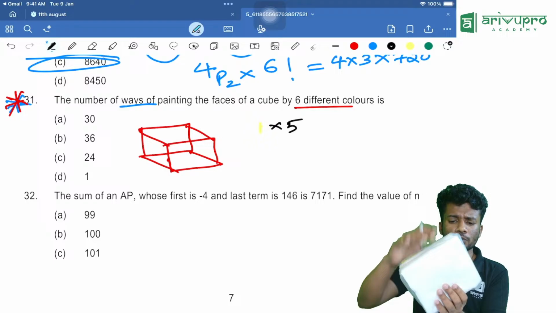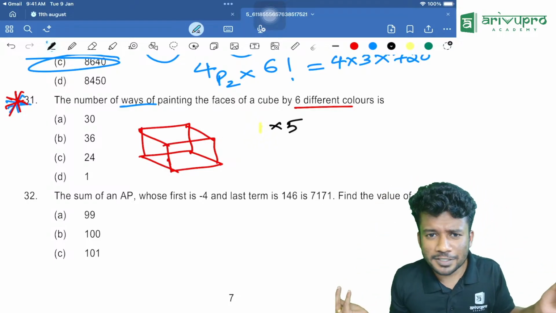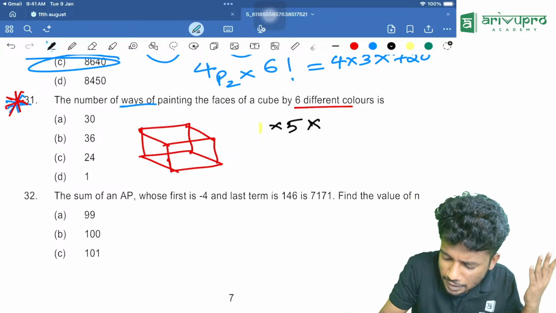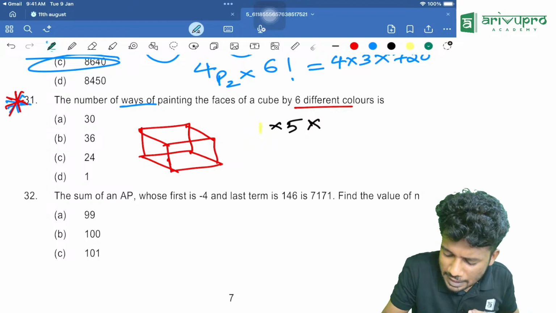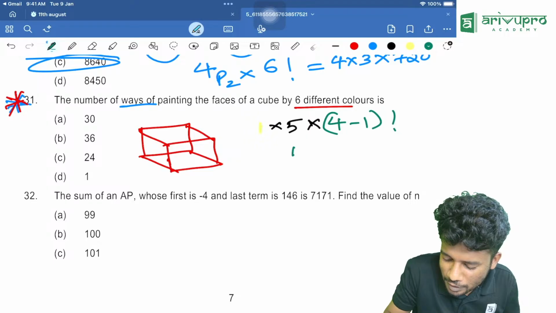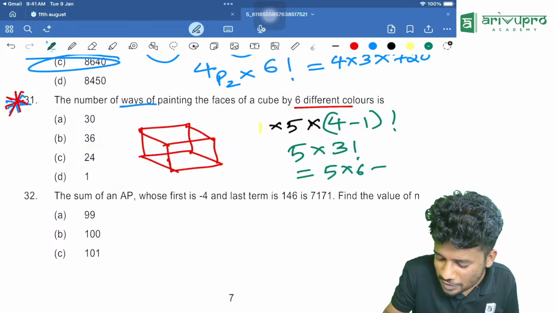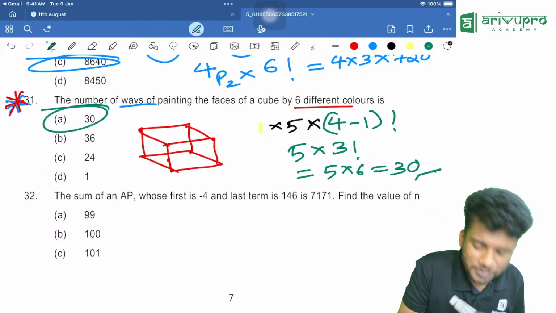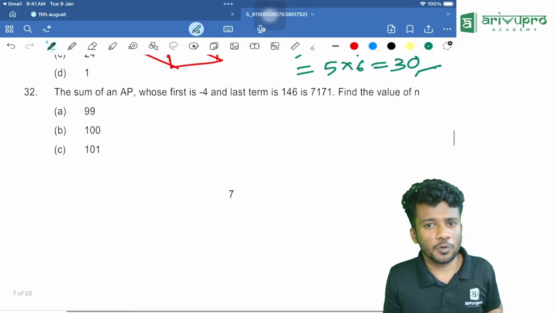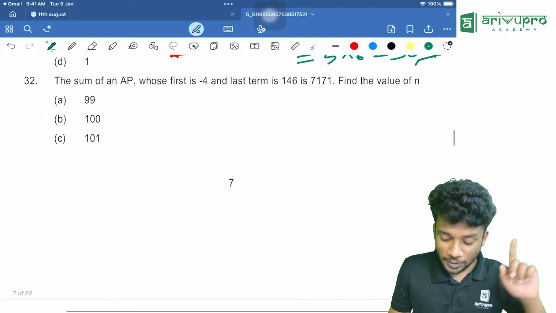Now, if you look into it, this entire circle part is in terms of circular permutation, right? With 4 colors remaining, can I write it as n minus 1 factorial? That is 4 minus 1 factorial. So 5 into 3 factorial, that is 5 into 6, which is equal to 30. Option A is your answer. This is a method. The more logical side I have explained in the model test paper. You can refer to that.